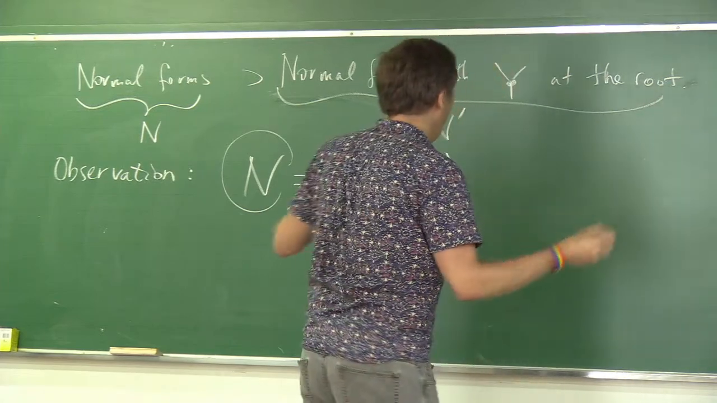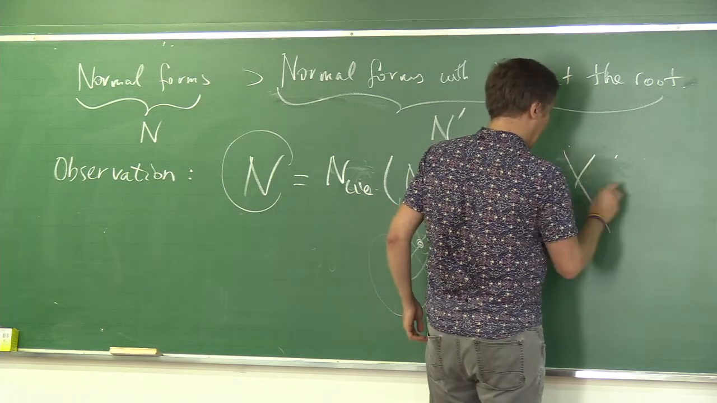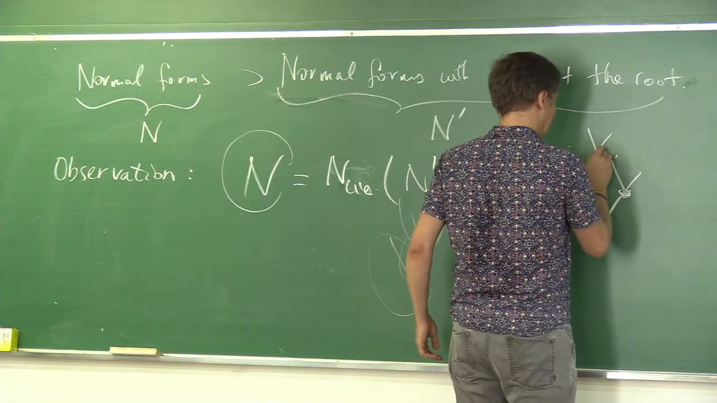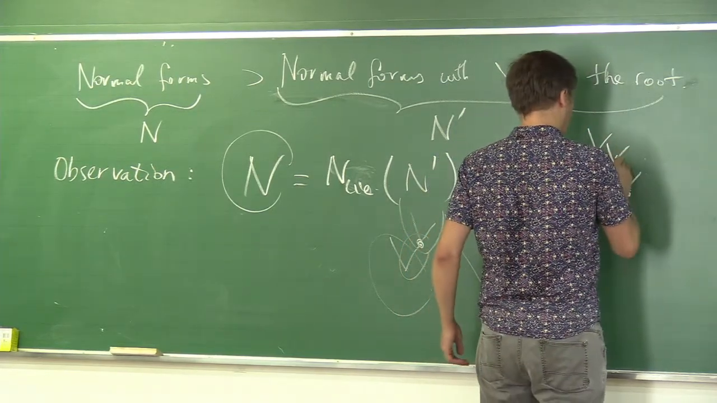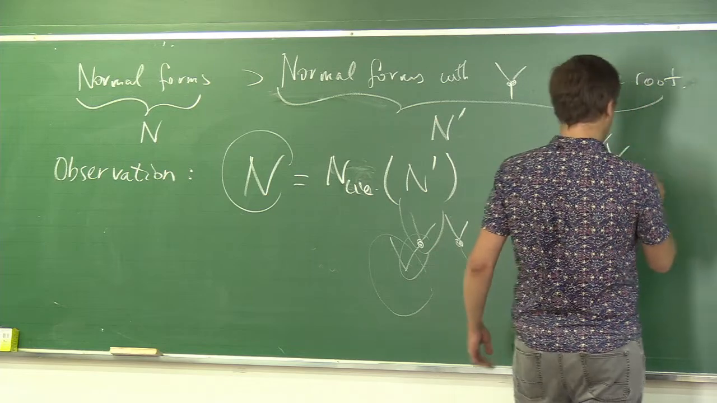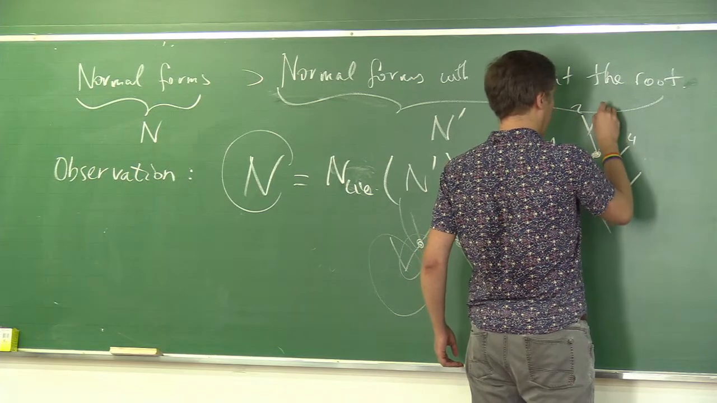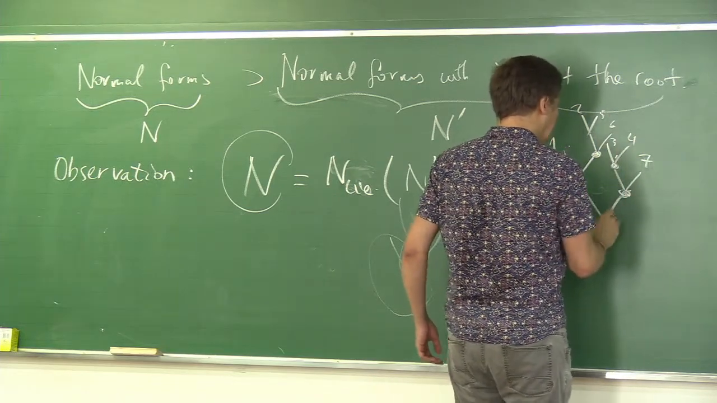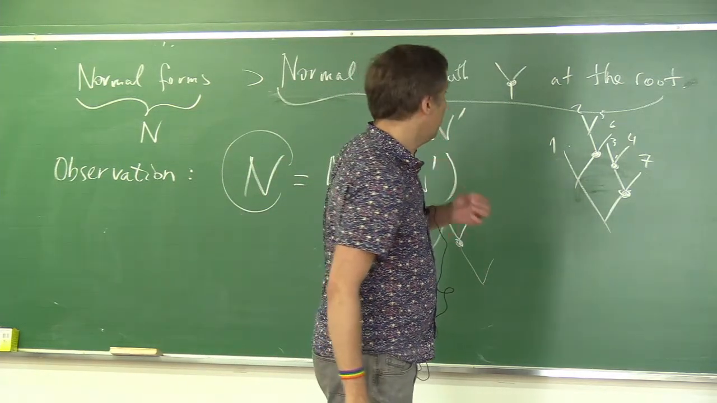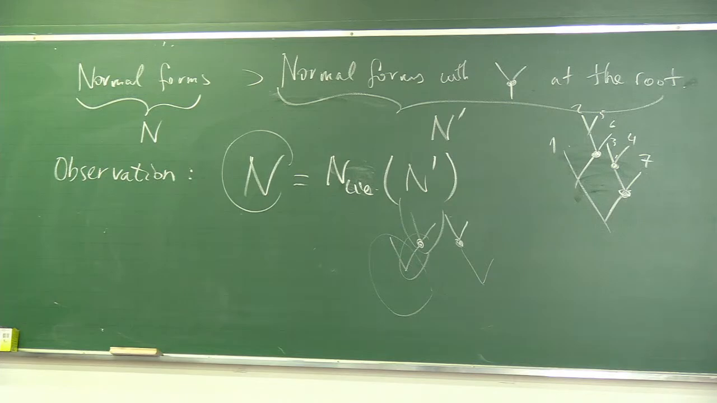So for example, 1, 2, 3, 4, 5, 6, 7. This is a normal form, right? It doesn't have any fragments of this sort.